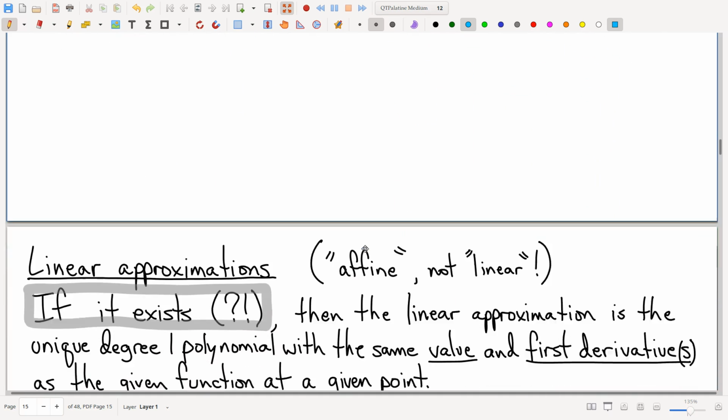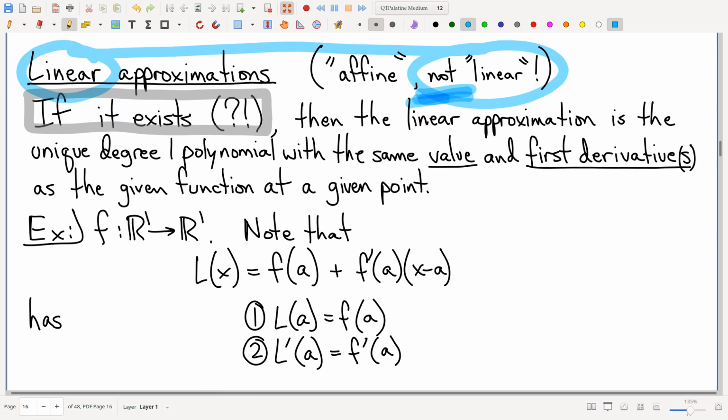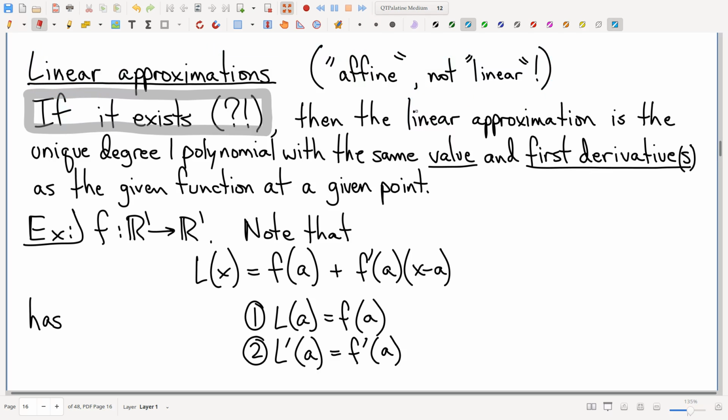Okay, all right. So linear approximations, a couple of quick observations before we get into the meat here. We call these linear approximations even though they're not linear. That's annoying. It's just a terminological point. I'll come back and address that in a moment, but beware, they're not technically linear. The other thing is, I'm going to assume that the linear approximation exists.